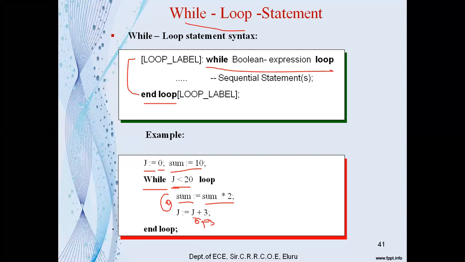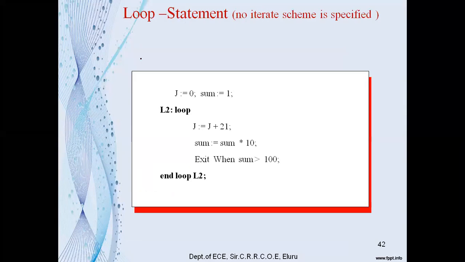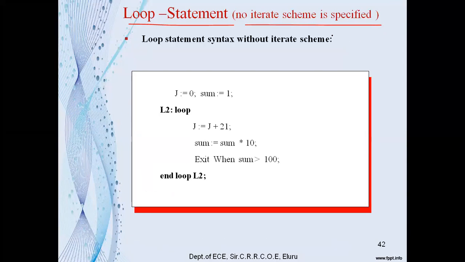So now the third general form of the loop statement is what? This is the loop statement with no iteration scheme. No iteration scheme is specified. So now let's see an example directly.